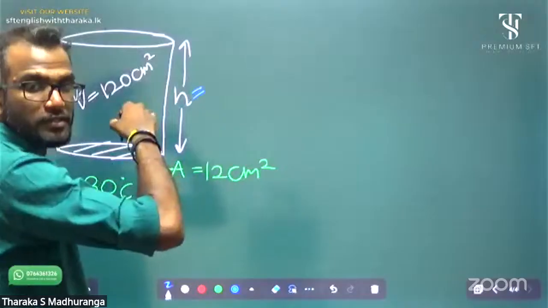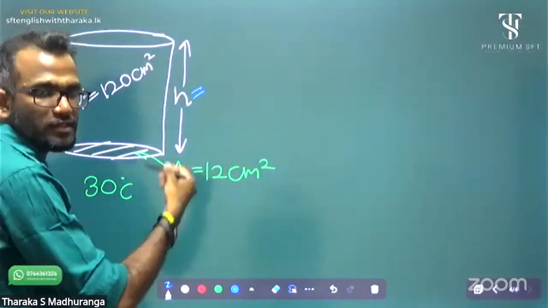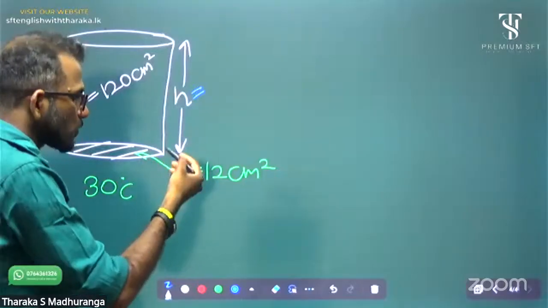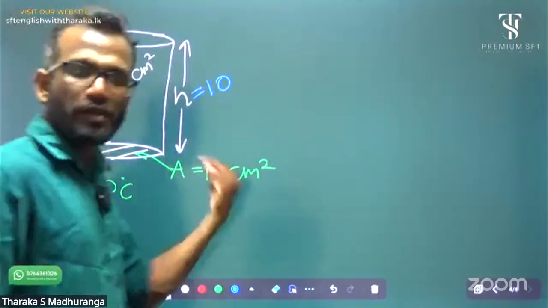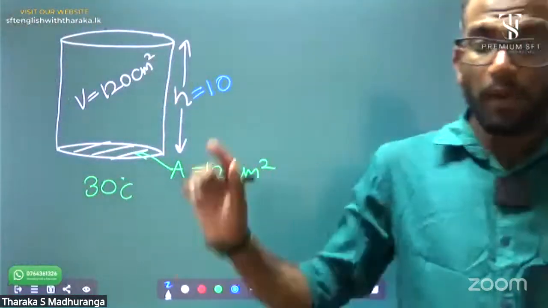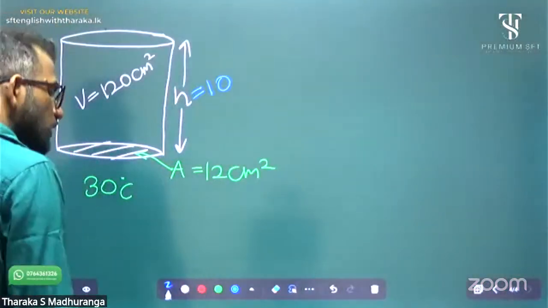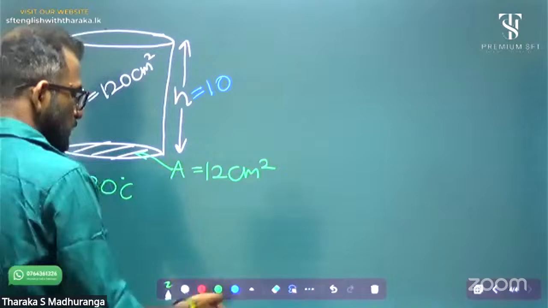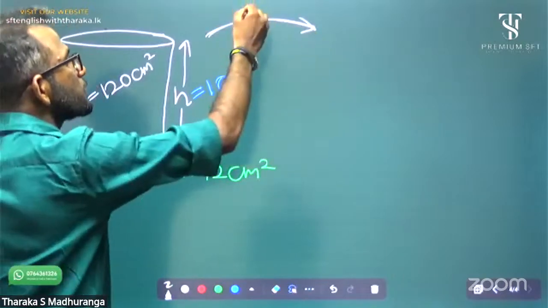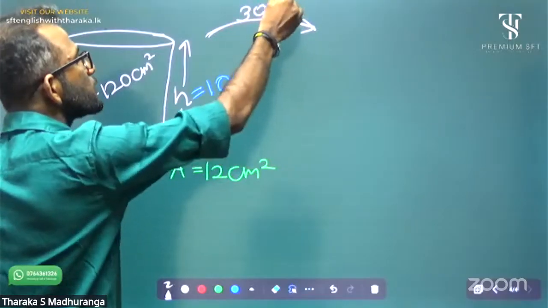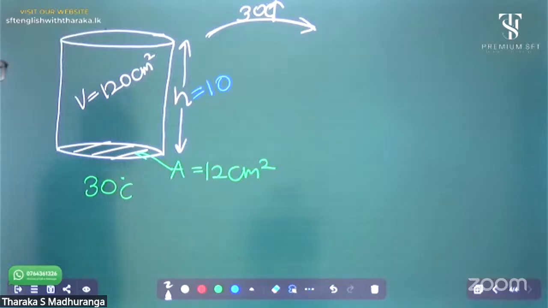Do we need to calculate? No, the volume of any cylinder, a uniform cross section object, is the cross section area multiplied by height. It's 10, 10 into 12, 120. But that is at 30 Celsius. Now it is asking about 60 Celsius. The temperature is increasing by 30 Celsius. Then what happened?